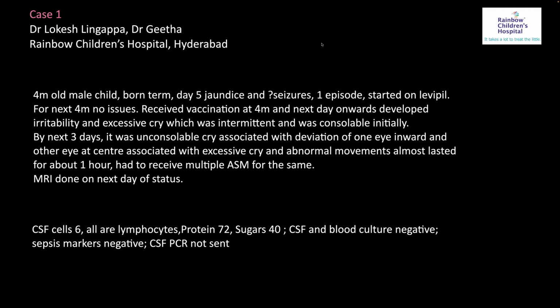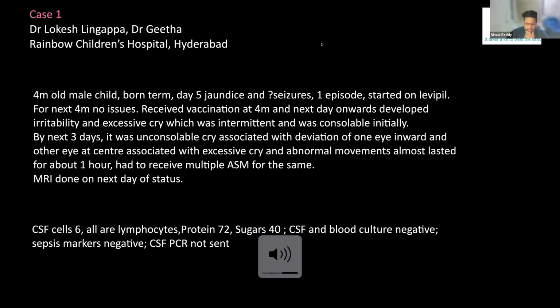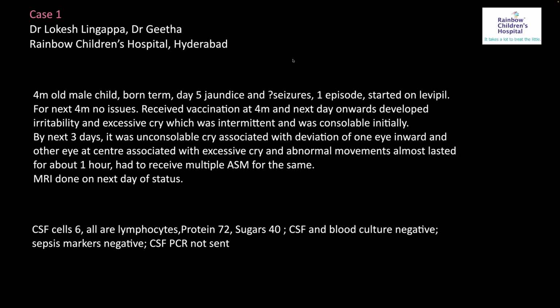So this was a 4-month-old male child who was referred to us from another hospital. Born term, on day 5 had jaundice and query seizures. They were not clear-cut seizures. The child received vaccination around 4 months of age. Next day onwards, developed mild irritability and excessive cry. Initially, it was intermittent and it was consolable.